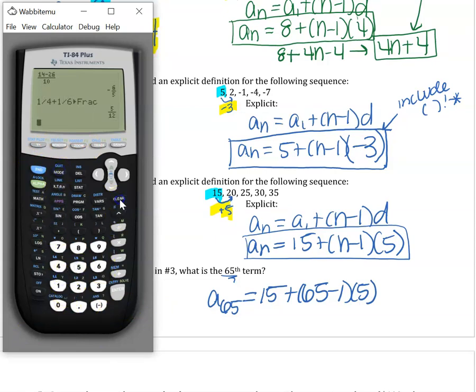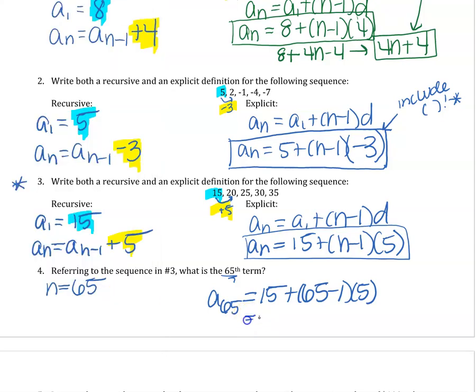15 plus, I'm just going to make that a 64 because I know that's 64 right there, times 5, and I get 335. And that would be the 65th term in the sequence. All right, let's move on to the next page.